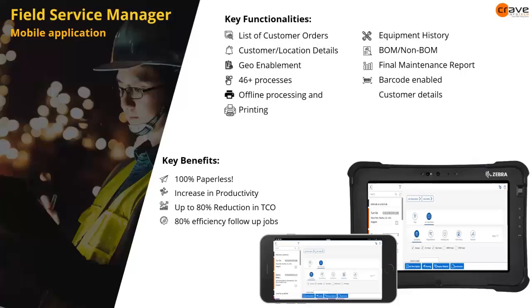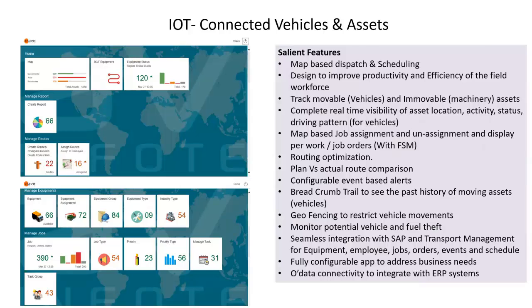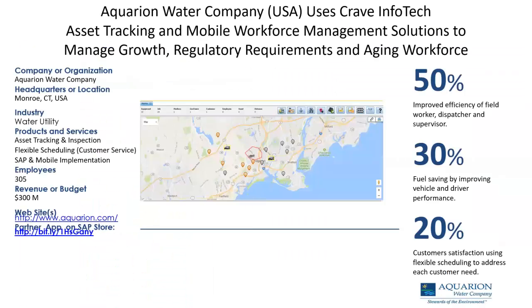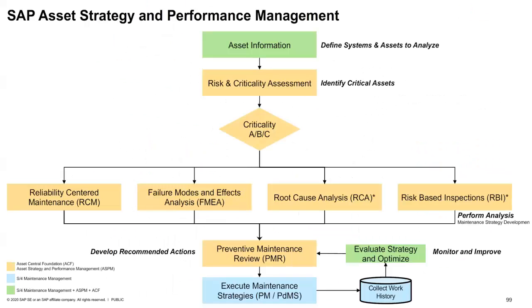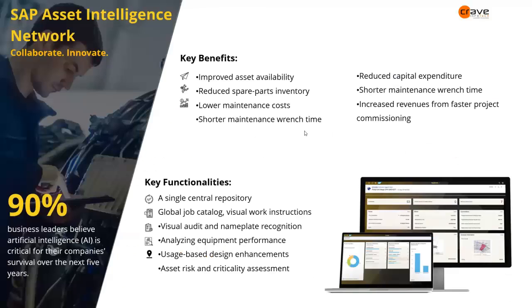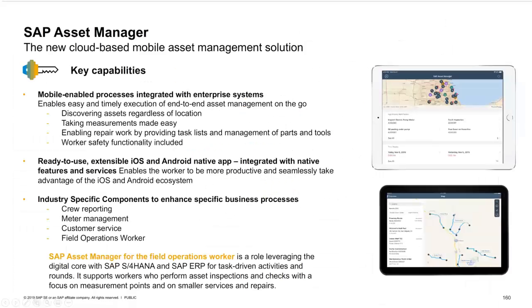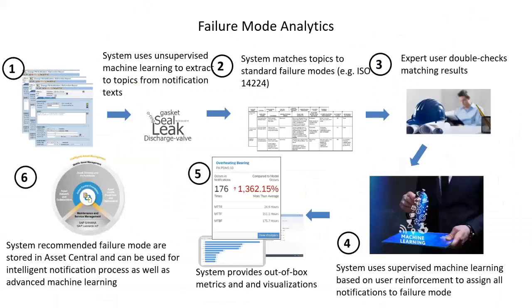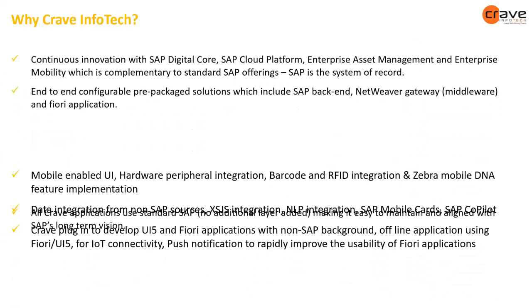Field service manager. And then we also have connected assets and vehicle. This helps you to track your vehicles outside, your people, and do the online tracking. We also implement standard SAP, right? So that's the complete suite. PDMS, AI, and ASPM, Asset Central, all of that, including Asset Manager. So if you have any specific needs, predictive maintenance, please feel free to talk.